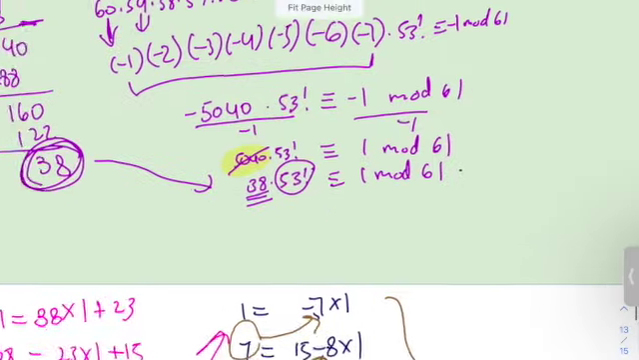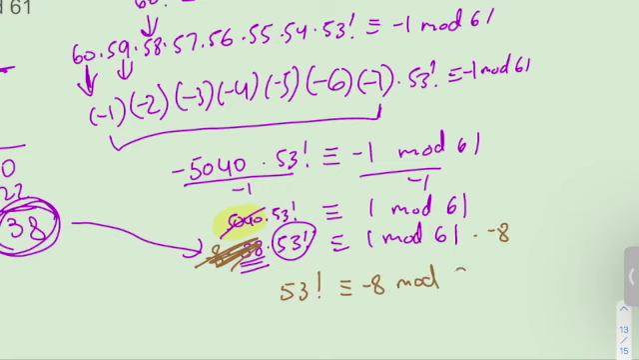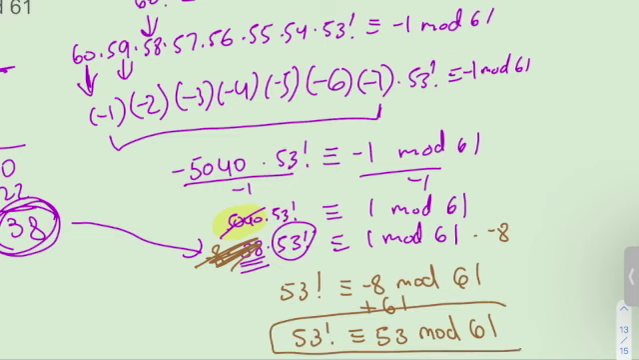And now let's go back to the problem. So what we have to do now is to multiply both sides by -8. And we can cross this part out, so we would have 53 factorial is equal to -8 mod 61. So if you want a positive solution, just simply add 61 to this side, and we would have 53 mod 61. And that will be your final answer.